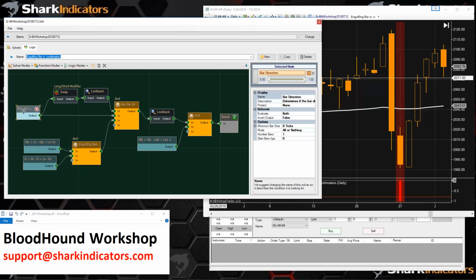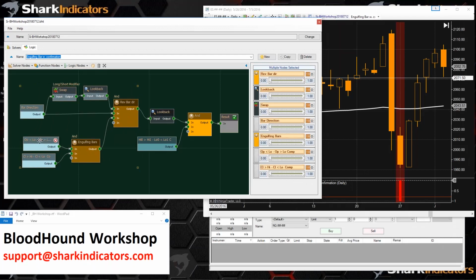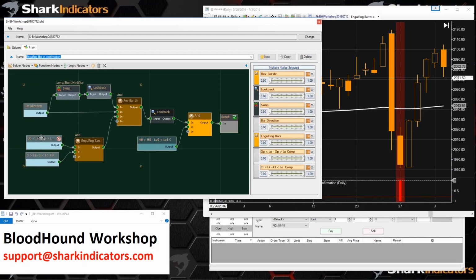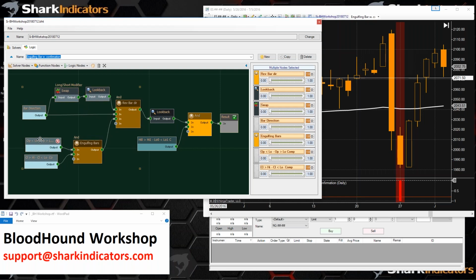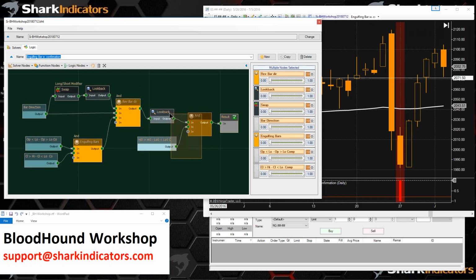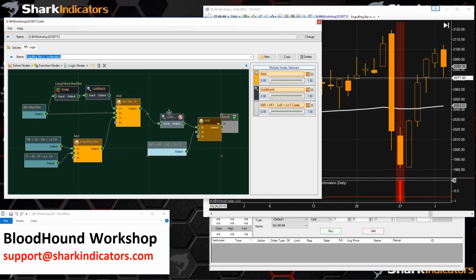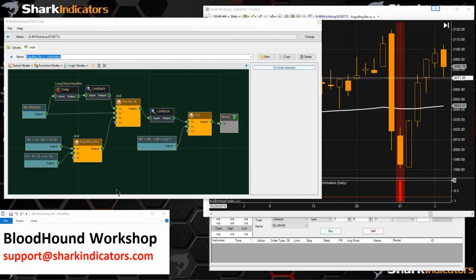So making sure that the bar directions are correct is all a component of identifying the type of engulfing bar that this question was asking for. And then the second part here is looking for the confirmation bar. All right, so with that, let me take a look at the chat window and see if there's any other questions in here.